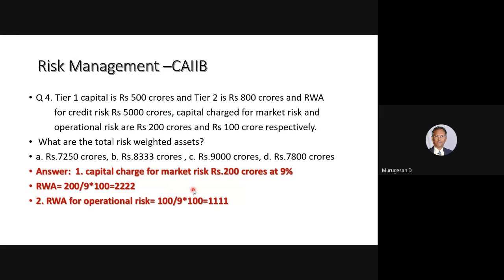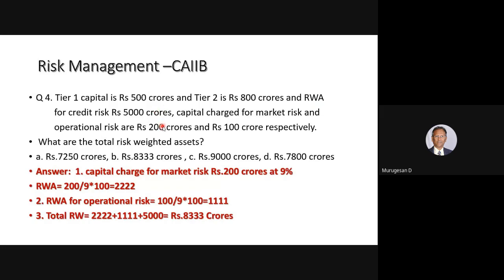Next is the capital charge for market risk. Now market risk, how much? 200 crore. Market risk capital. Here the capital itself is 200 crore. So 9% is 200 crore, what is 100%? First, to apply the CRAR, you should get the risk weight assigned. So first one, credit. How much have they given? 5000. They have given the risk weight assigned itself, so you need not worry. So 5000 crore risk weight assigned.